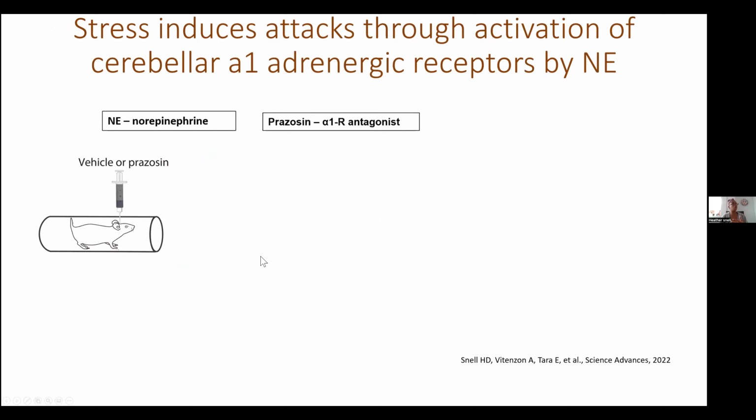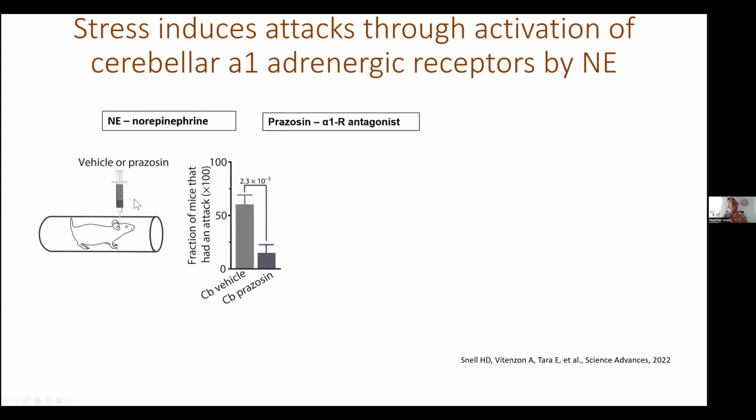And so our paradigm for restrained stress is popping the mouse in a 50 ml conical tube for 30 minutes. They get super stressed out, and then you take them out and you can assess their attacks. And so what we did is we did this, and we injected prazosin into the cerebellum of these mice. We found that this was sufficient to prevent these attacks that are caused by just restrained stress alone, suggesting that alpha-1 adrenergic receptors in the cerebellum are responsible for these attacks.